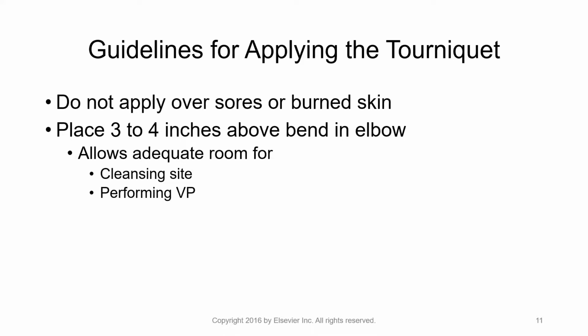Your tourniquet guidelines. Don't apply the tourniquet over sores or burnt skin. The tourniquet should be around 3 to 4 inches above the bend in the elbow. You can hear my voice, I'm a man, so my hand's a little bit larger than average, and my hand's about 4 inches wide. I like just to tell people, use your hand as a guideline. The width of the body of your hand is about how far up above the elbow the tourniquet should go. And you're placing the tourniquet approximately midway up the upper arm. This gives you plenty of room to clean the site and perform venipuncture.